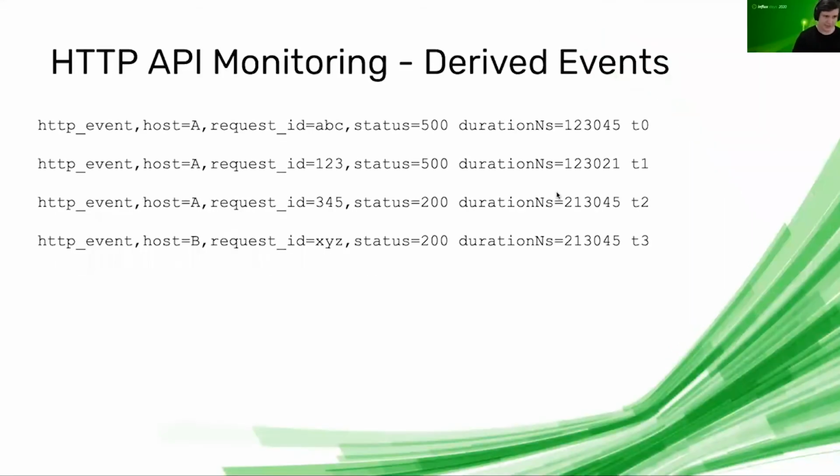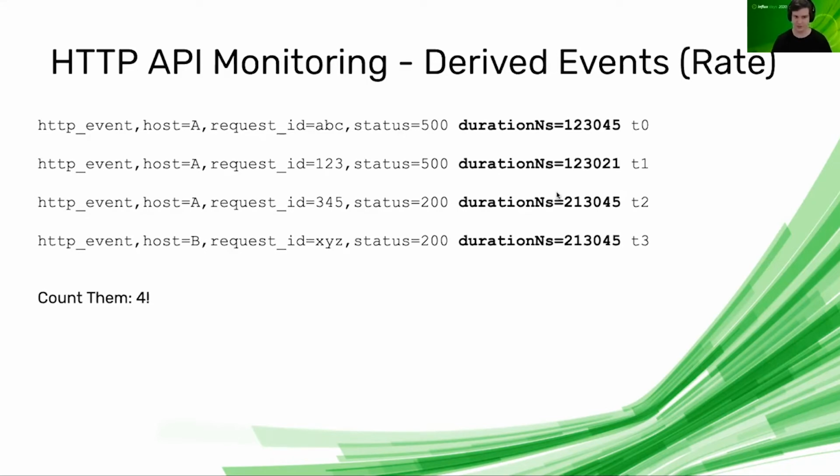Cool. So we're going to start with derived events. What we're going to construct is an HTTP event, a measurement called HTTP event, that has three tags: the host that it happened at, the ID of the request, and the status of the request, right? So 500 or 200. And then as a field, we're going to have how long that request took. And we're going to go through and construct RED for each of these things.